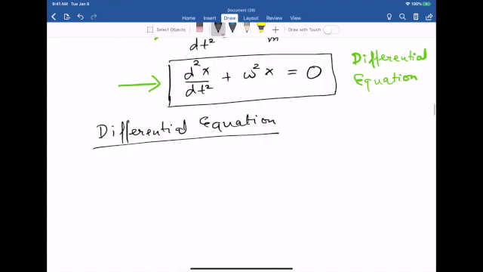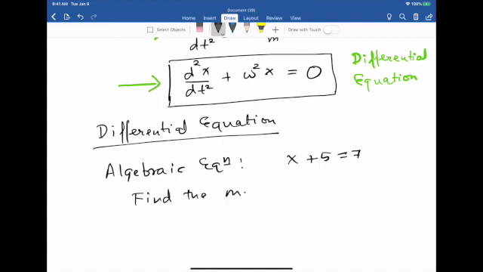So let's just remind ourselves, what is an algebraic equation? An algebraic equation is just something like this: x plus 5 is equal to 7. It's just a game of find the missing number. You're given a clue about a certain number, and from that clue you have to find the missing number, right?